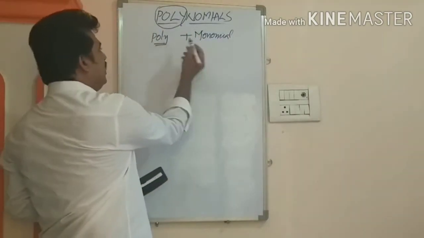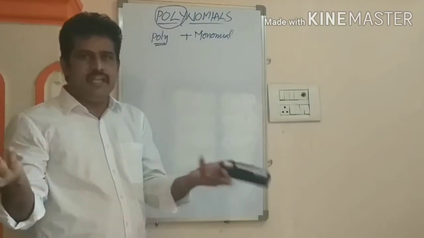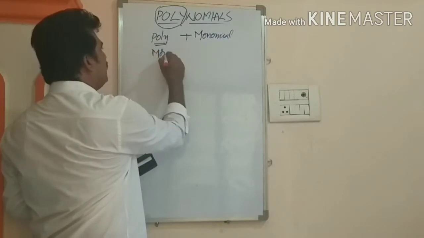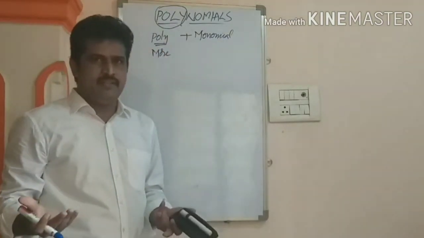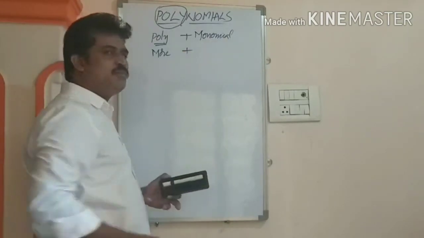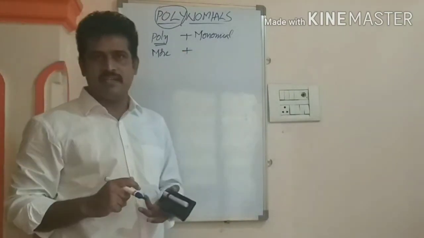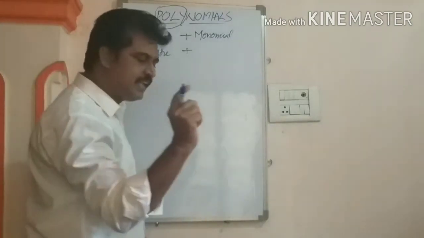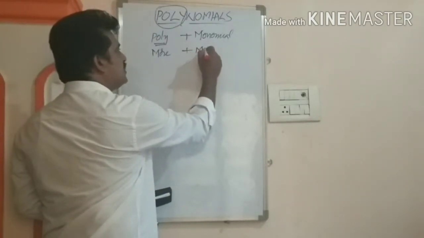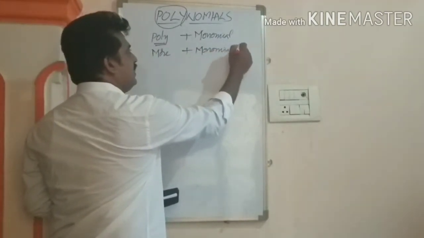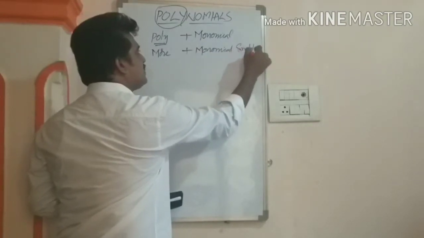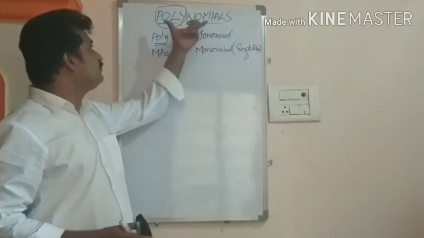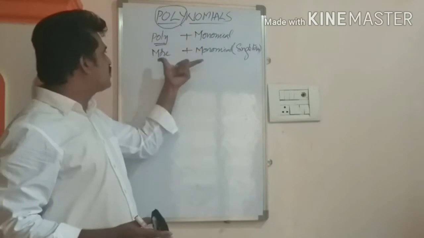We know about poly. Poly means many, or more. Plus, we know about monomial. Already we have learned it in 9th class and 8th class also. What is monomial? Monomial is a single term. A single term is called a monomial. So polynomial has got this meaning.